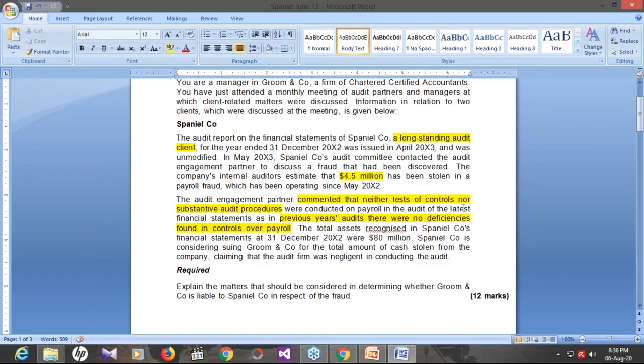So first of all, a long standing audit client, this is very important. Due to that long standing audit, the auditors didn't apply the relevant skepticism, because they lost their skeptical attitude. Due to this, they didn't apply tests of controls, and according to ISA 500, they needed to apply tests of controls. According to ISA 315, they needed to understand the control system of the company. So you can refer to different ISAs, and this is the logic here.